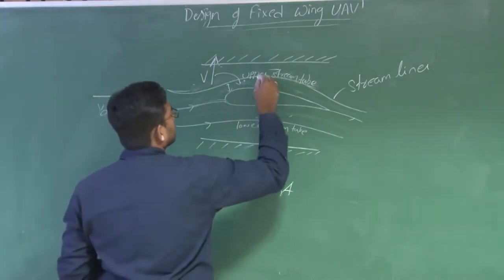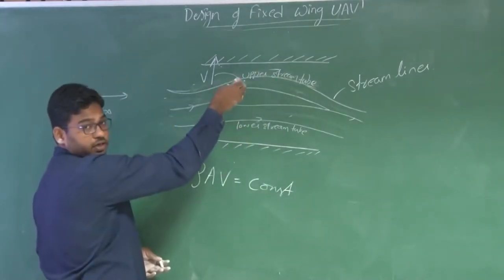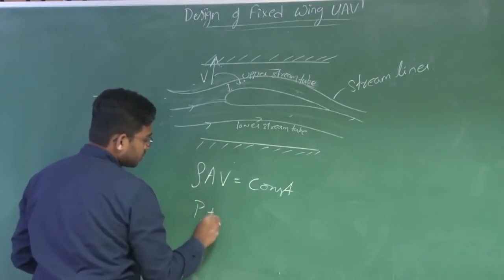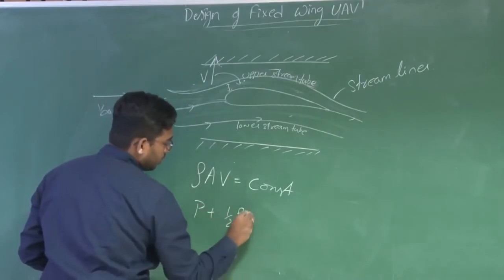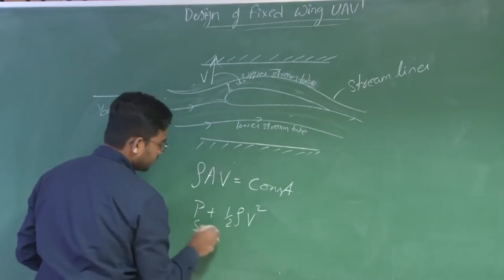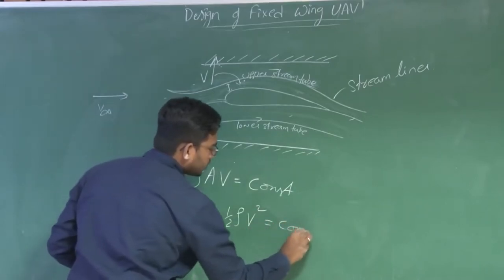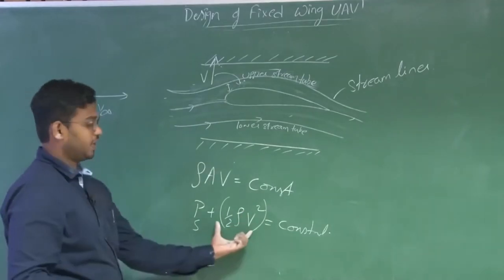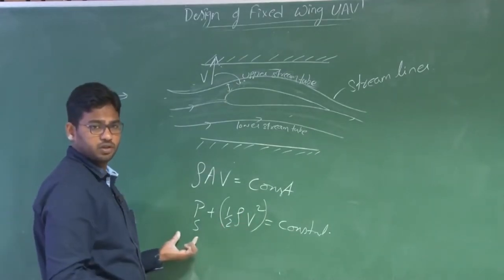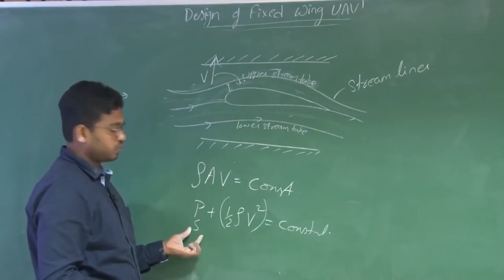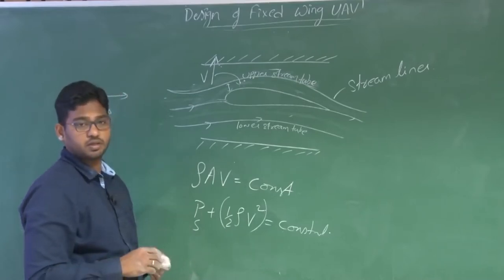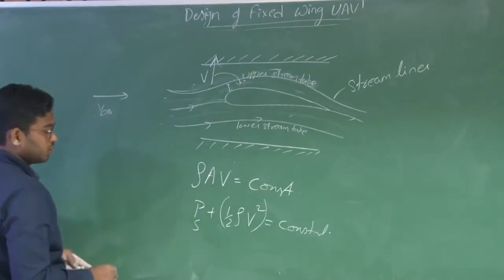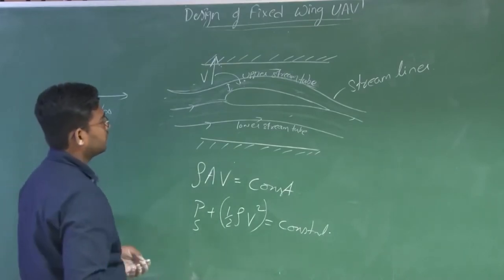So the dynamic pressure here increases. From Bernoulli's theorem for incompressible flows, half rho V square plus P static is equal to constant. When the dynamic pressure increases, there is a drop in the static pressure. This particular phenomenon is known as suction. So there is a drop in static pressure here.